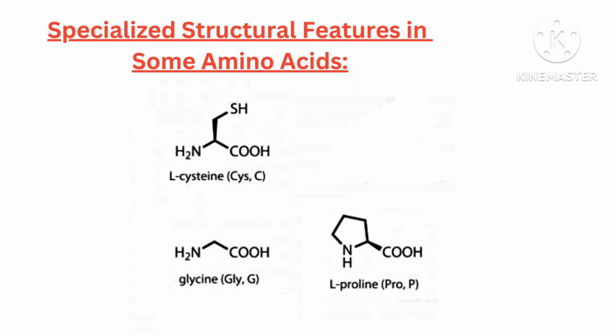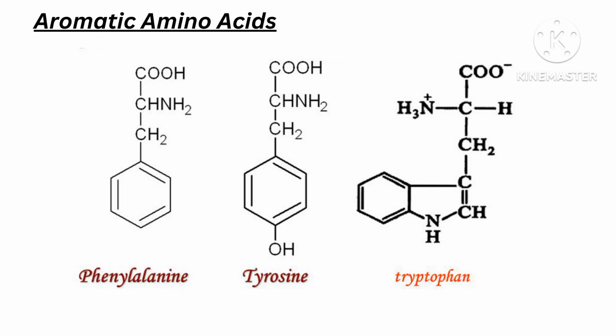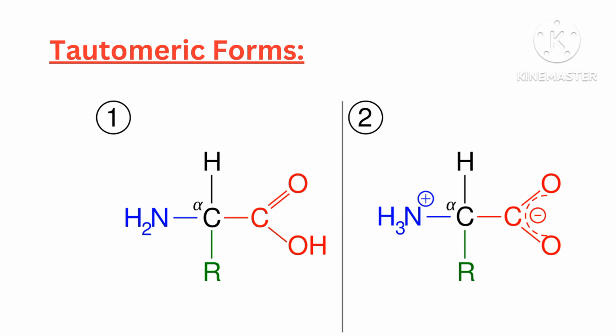Histidine, imidazole group has a pKa near physiological pH, allowing it to act as a proton donor or acceptor. Aromatic amino acids like phenylalanine, tyrosine, tryptophan contain aromatic rings. Absorb UV light, contributing to protein quantification.